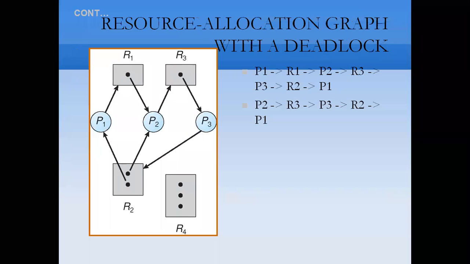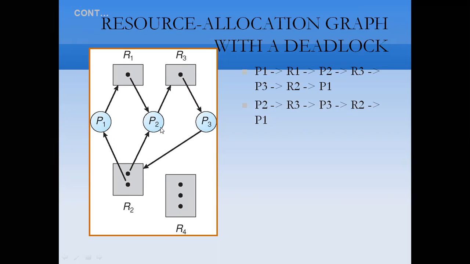As I'm talking about the cycle, we check whether any cycle exists in this example or not. Starting from P1 to R1, R1 to P2, P2 to R3, R3 to P3, P3 to R2, and R2 to P1. Obviously, there is a cycle. Why is there a cycle? Because P1 is just waiting because of P2. If P2 releases the instance R1, then P1 will be assigned that instance.